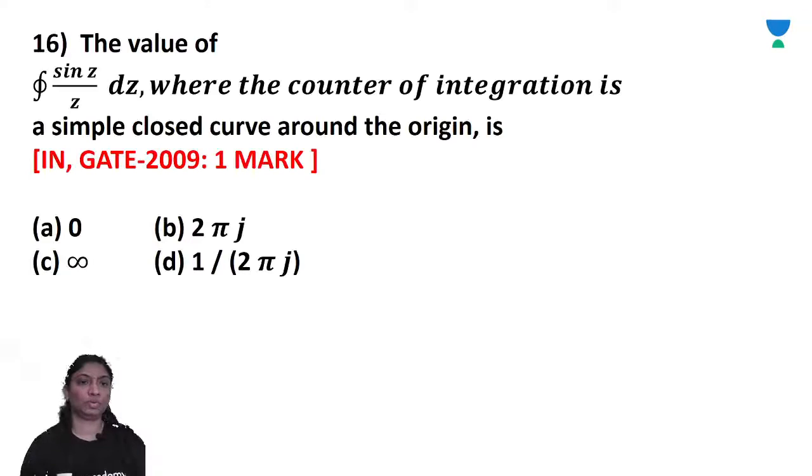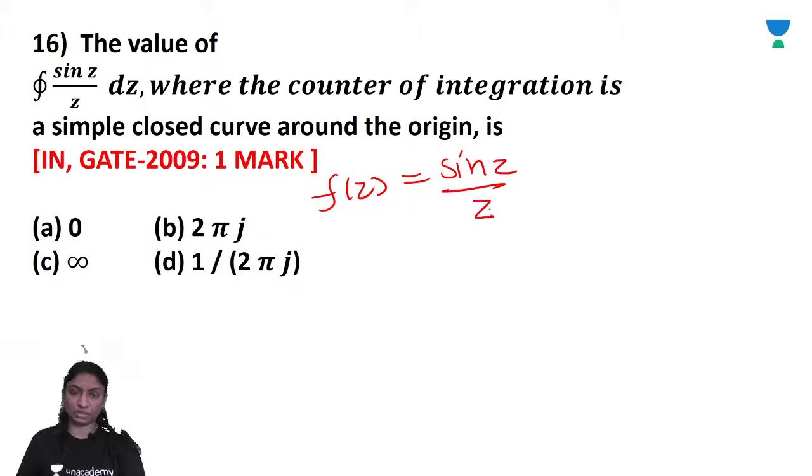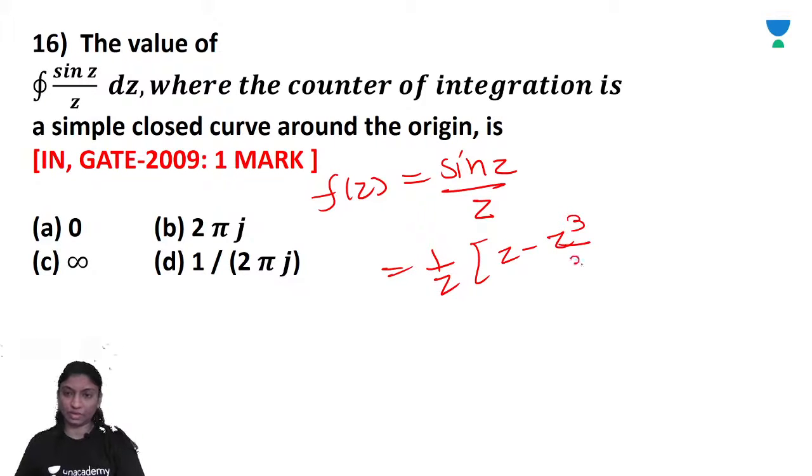Now, the value of the integral over C of sin z upon z dz, where the contour of integration is a simple closed curve around the origin. So this is a simple closed curve, as we have seen just now previously. So here f of z is equal to what? Sin z upon z, right? So 1 upon z into (z minus z cube by 3 factorial plus z raised to 5 by 5 factorial plus and so on).